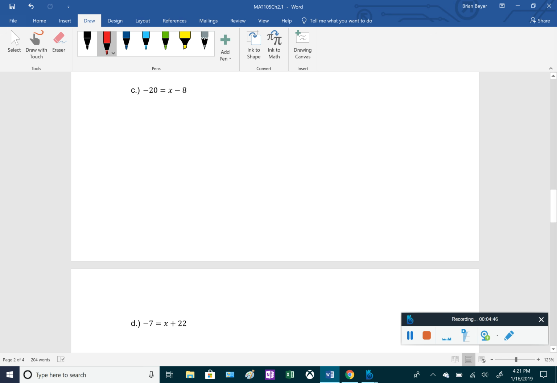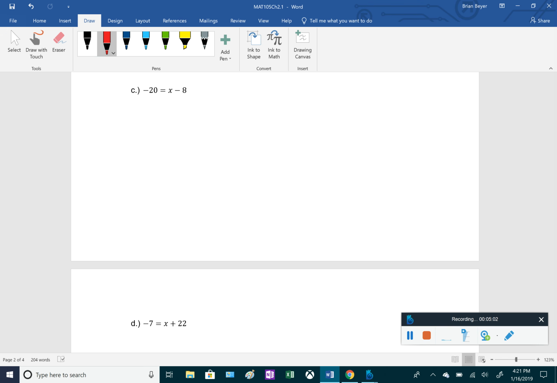For the next one, negative 20 equals x minus 8. This time the variable is on the right-hand side of the equation. That's completely fine. It doesn't even matter. If you really wanted to, you could write this as x minus 8 equals negative 20, but we don't have to.